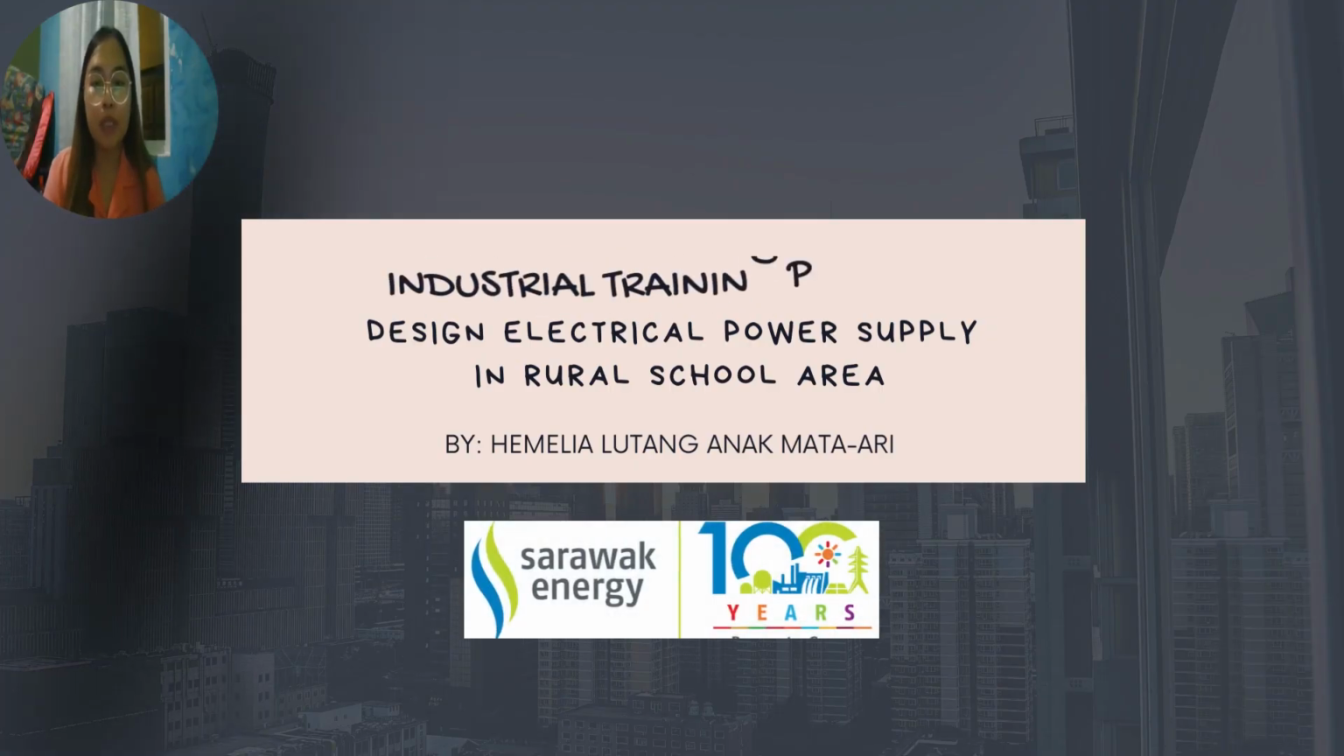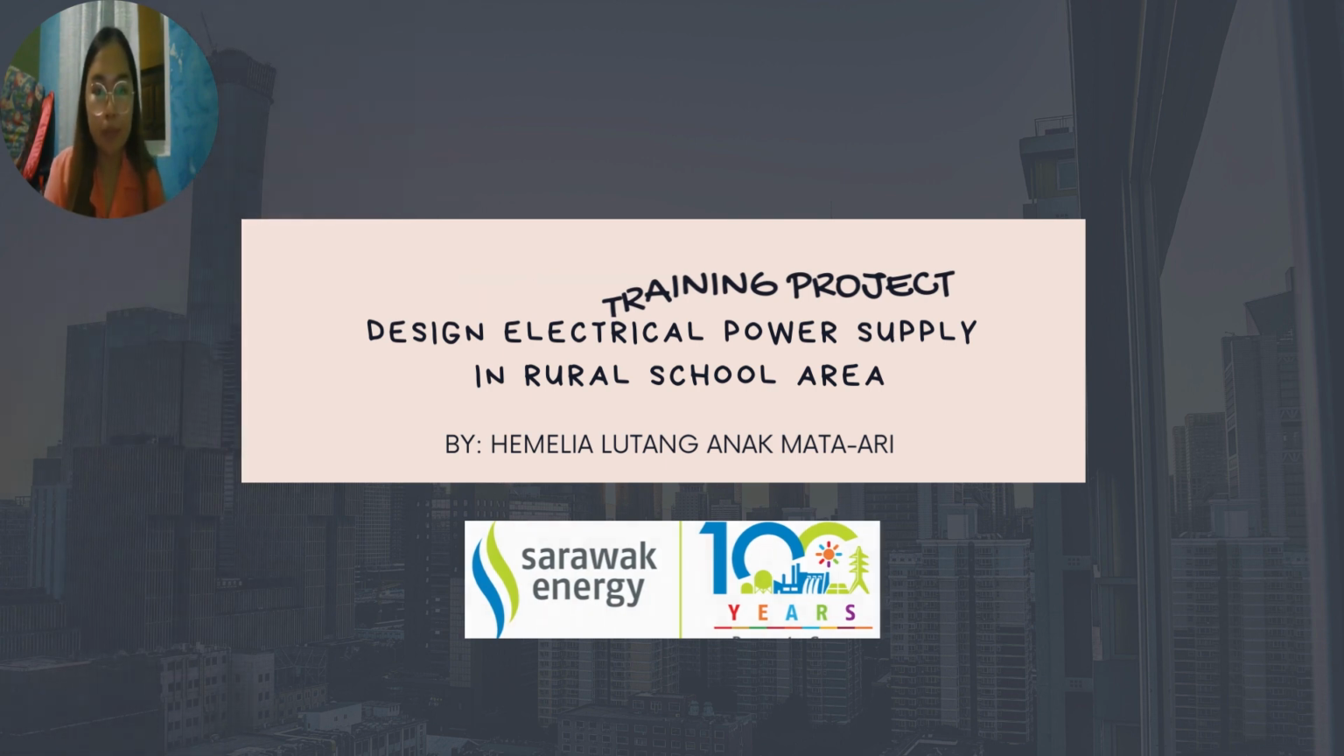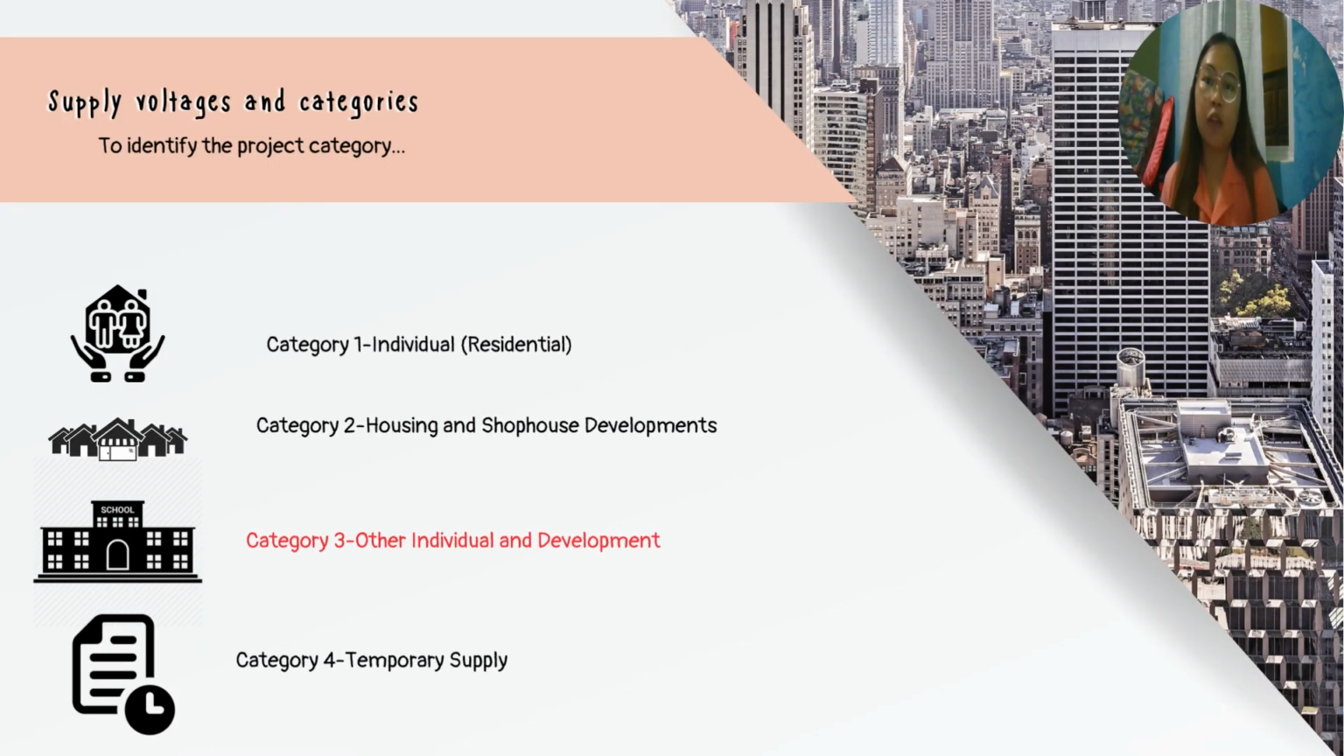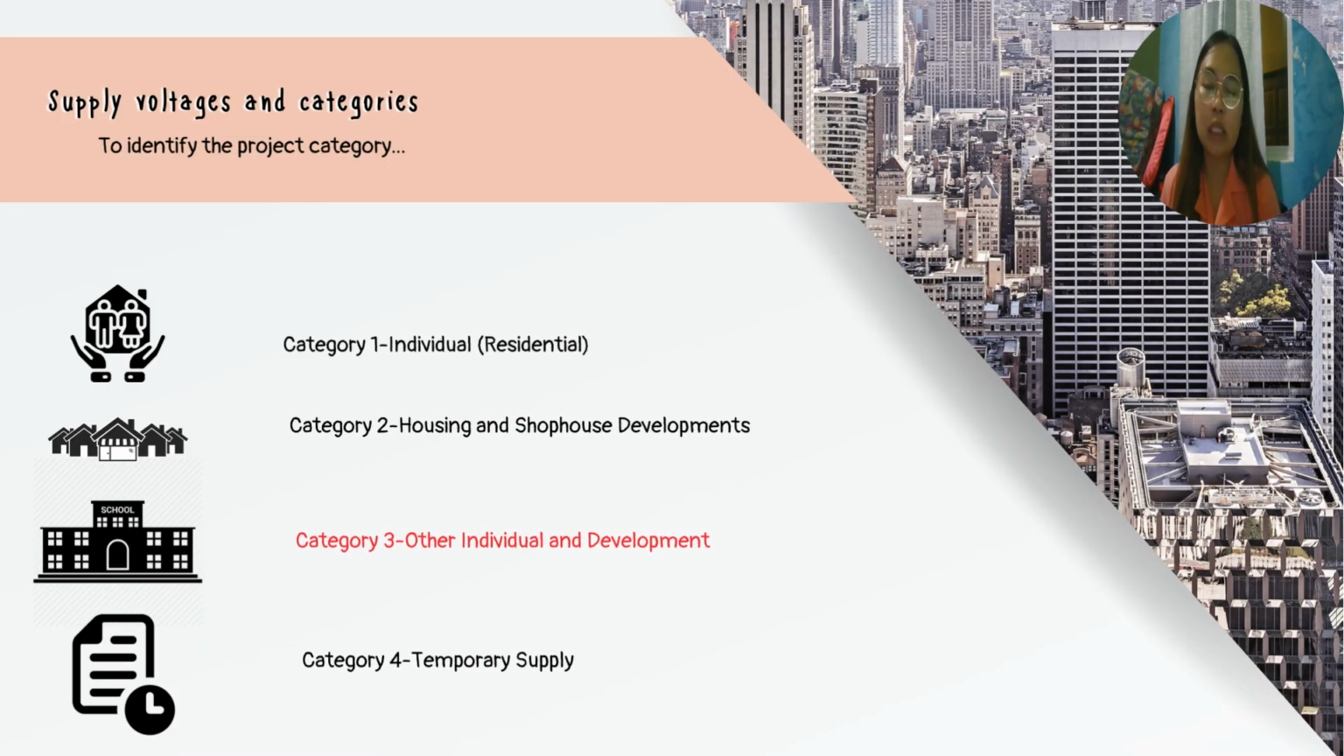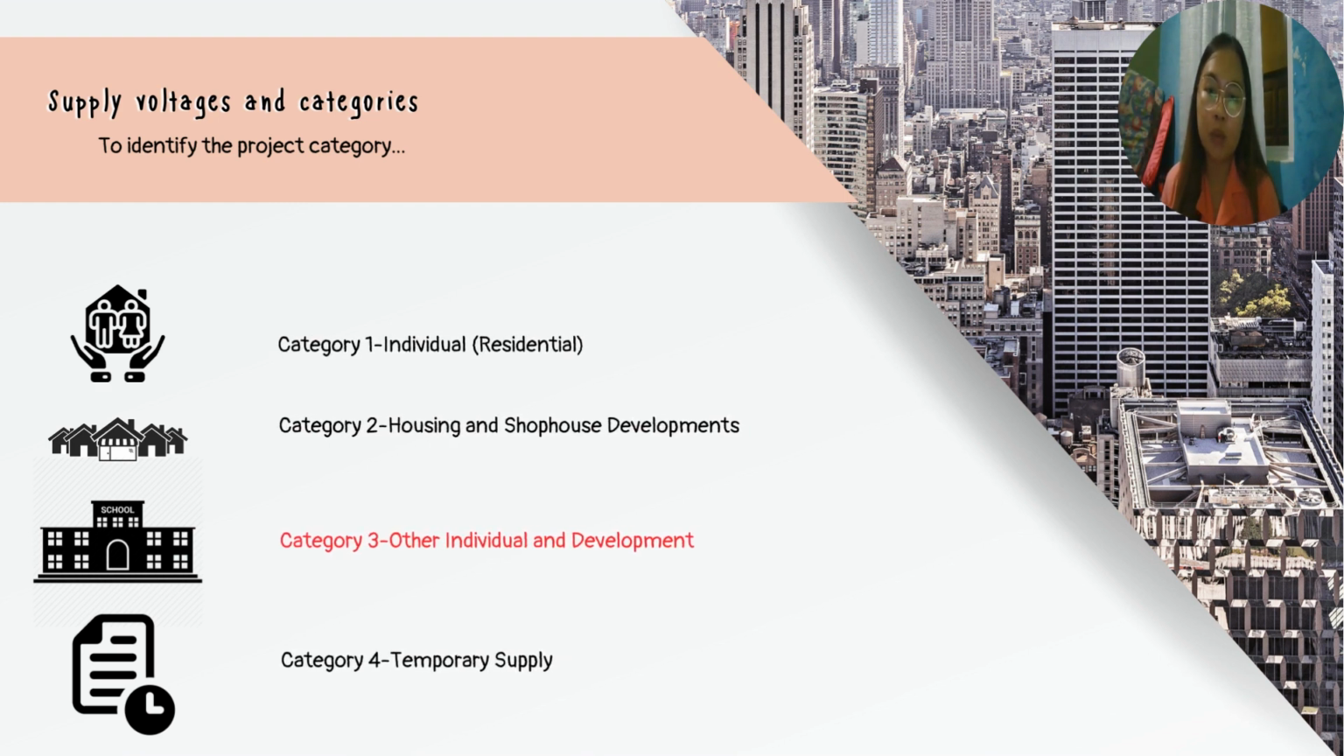Next, I'm going to present my industrial training project, which is design electrical power supply in rural school area. There are four types of supply voltage and categories. Category 1 is individual. Category 2 is housing and shop development. The third one is other individual, and the last one is temporary supply. My project is other individual, which is category 3.